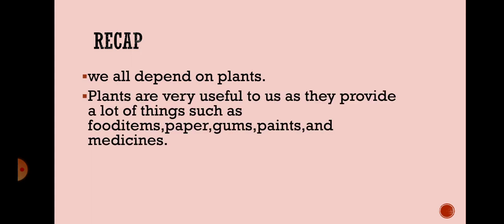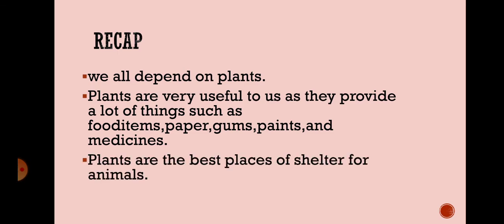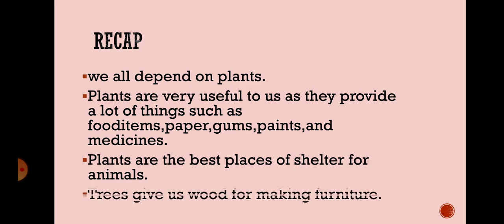Let's recap. We all depend on plants. Plants are very useful to us as they provide a lot of things such as food items, paper, gums, paints, and medicines. Plants are the best places of shelter for animals. Trees give us wood for making furniture.